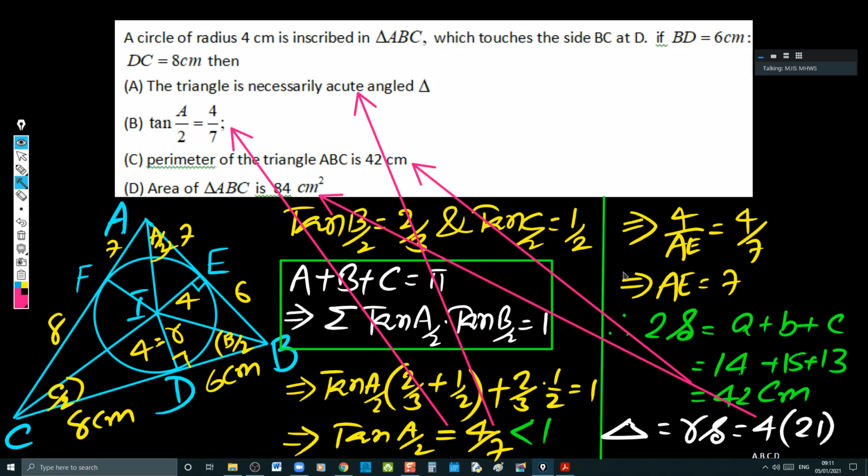So, after this, tan A by 2 construction extended here. And tan A by 2, we have got to be 4 by AE. Thereby, AE is equal to 7. And thereby, we can write the perimeter. When you get the perimeter, you know S then delta is RS. Then we have got area of the triangle to be 84 square centimeters. That's what it is.